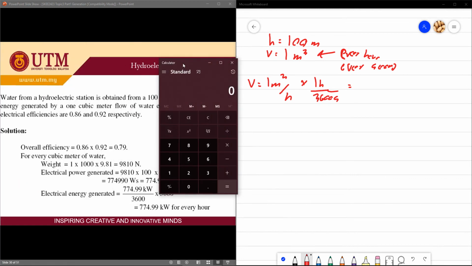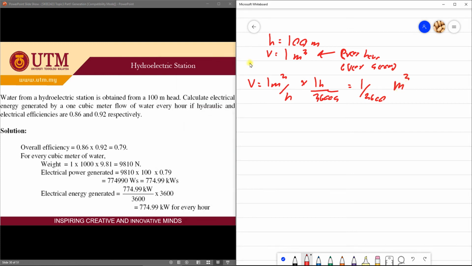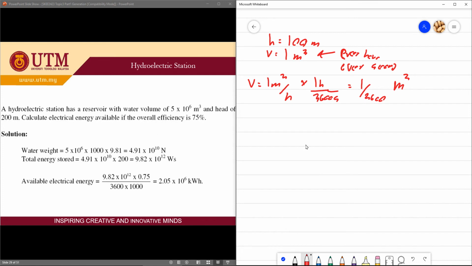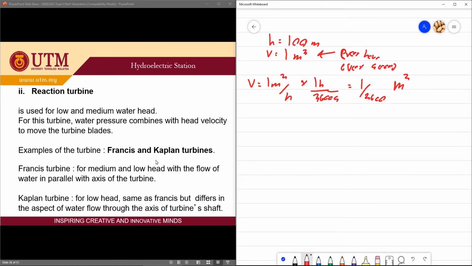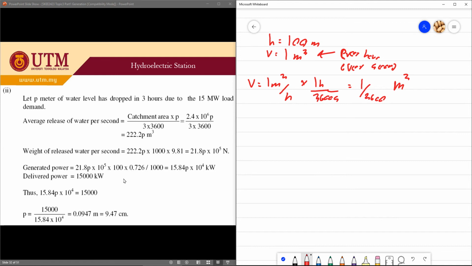Okay, so just use 1 over 3600 meter cube. This is the volume for every second. Make sure you calculate this for every second, because if you look at the formula here, it is based on second. But if you don't want to use second, it also can. You can use hour, but make sure in your calculation you use the unit hour instead of second. Let me continue this.